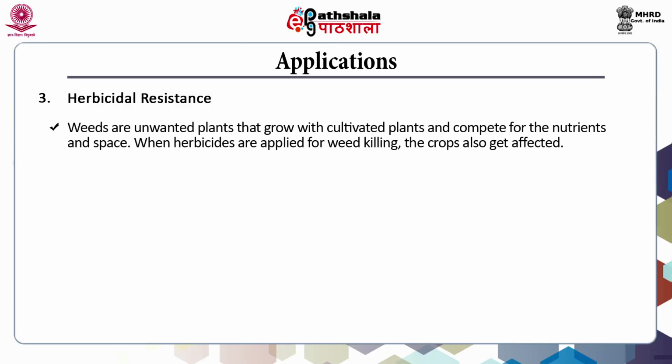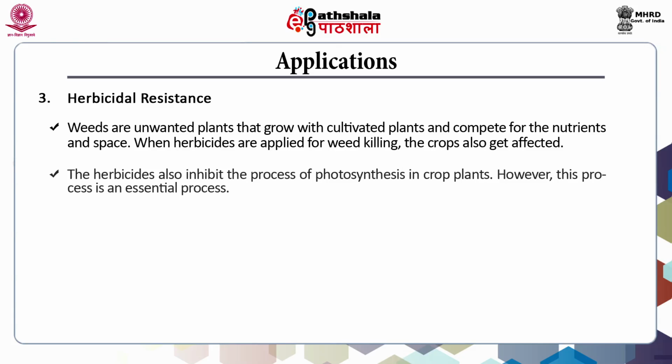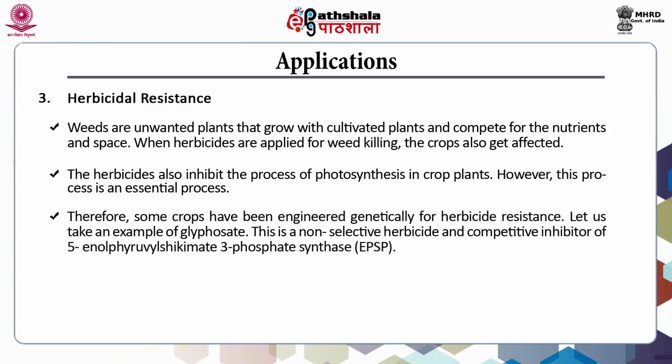Weeds are unwanted plants that grow with the cultivated plants and compete with them for the nutrients and space. When herbicides are applied for weed killing, the crops also get affected. The herbicides inhibit the process of photosynthesis in crop plants. However, this process, that is photosynthesis, is an essential process. Therefore, some crops have been engineered genetically for herbicide resistance.